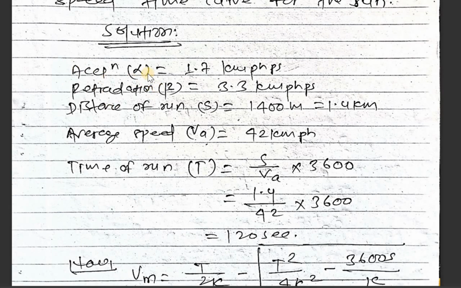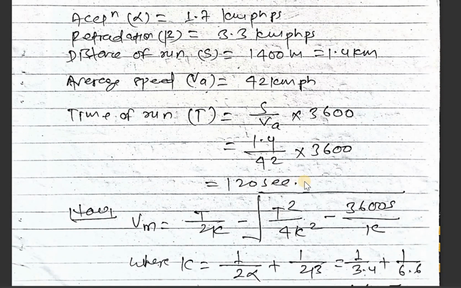First of all, write all the values: acceleration alpha equal to 1.7, retardation beta equal to 3.3, distance S equal to 1400 meters, so convert this into kilometers, and average speed Va equal to 42 kilometer per hour. Time of run T equal to S upon Va into 3600, total distance already given, so that is 1.4 upon 42 into 3600, that is 120 seconds.